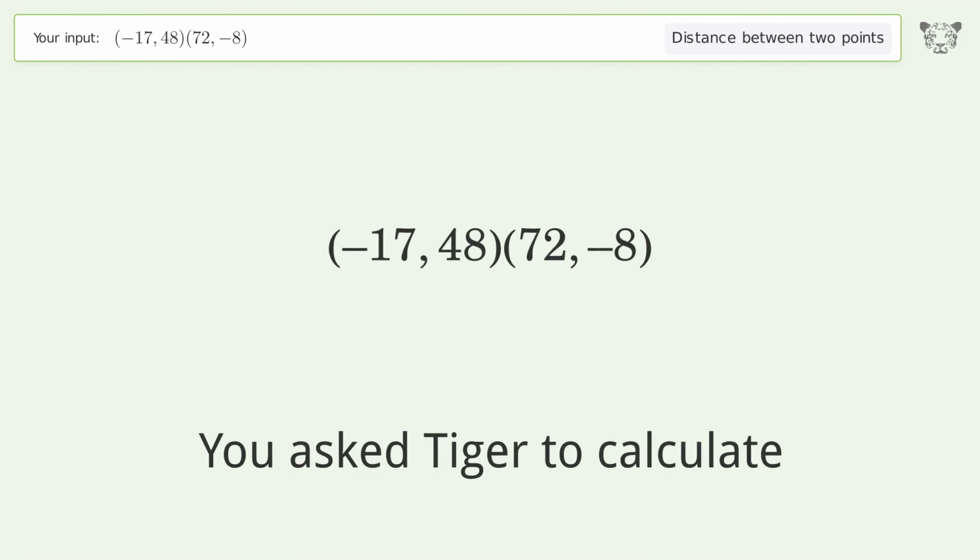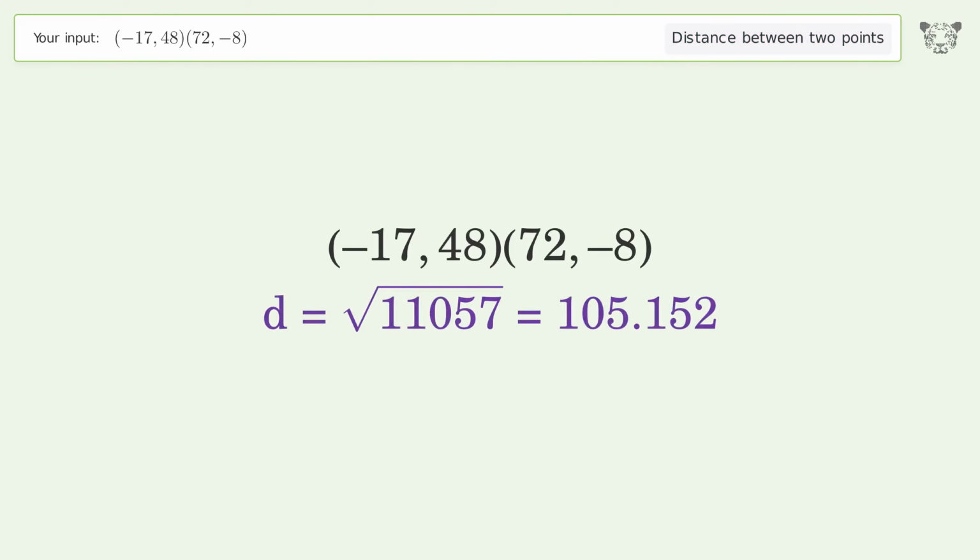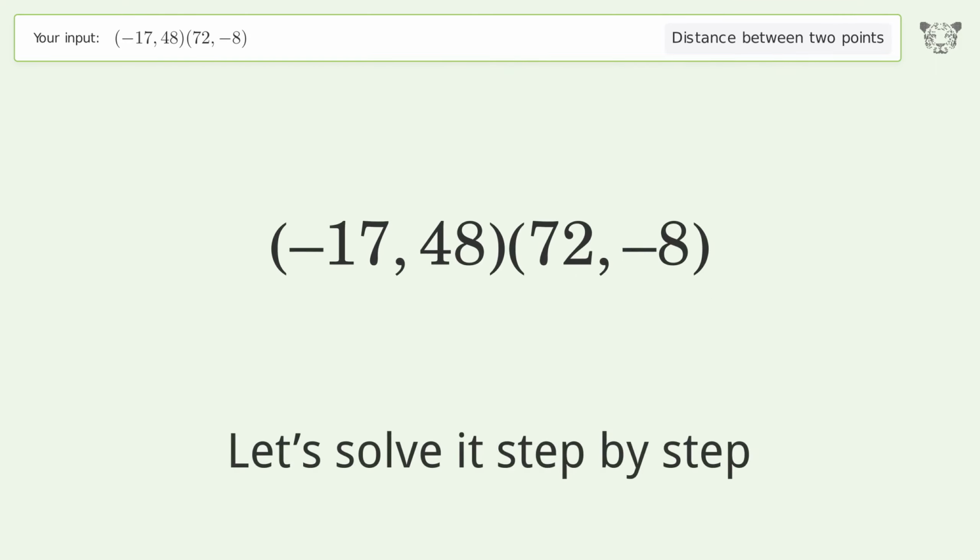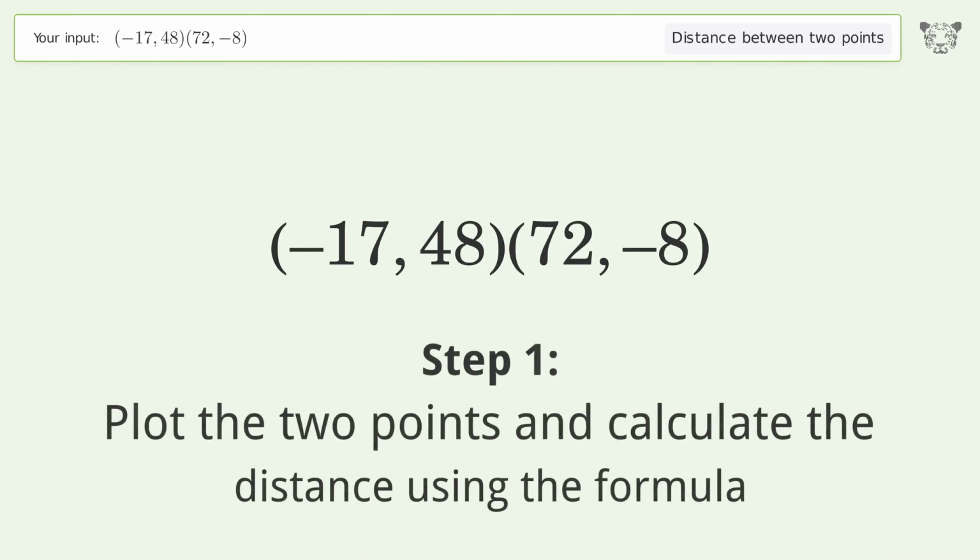You ask Tiger to calculate. This deals with the distance between 2 points. The distance between the 2 points is the square root of 11,057, or 105.152. Let's solve it step by step. Plot the 2 points and calculate the distance using the formula.